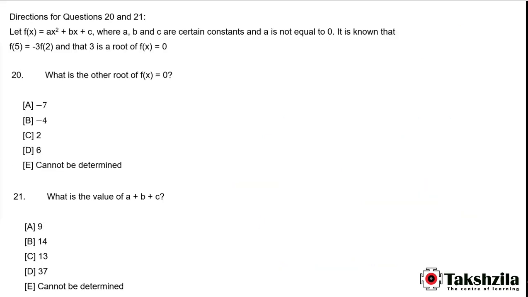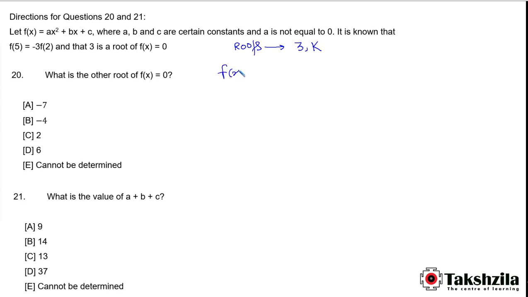Now let's have a look at questions number 20 and 21. f of x is equal to ax square plus bx plus c, where a, b, c are certain constants and a is not equal to 0. And it is known that f of 5 is equal to minus 3 into f of 2, and 3 is one of the roots. So we need to find the second root. So let's take the roots of the given quadratic equation. One of the roots is 3. Second root, let's take it as k.